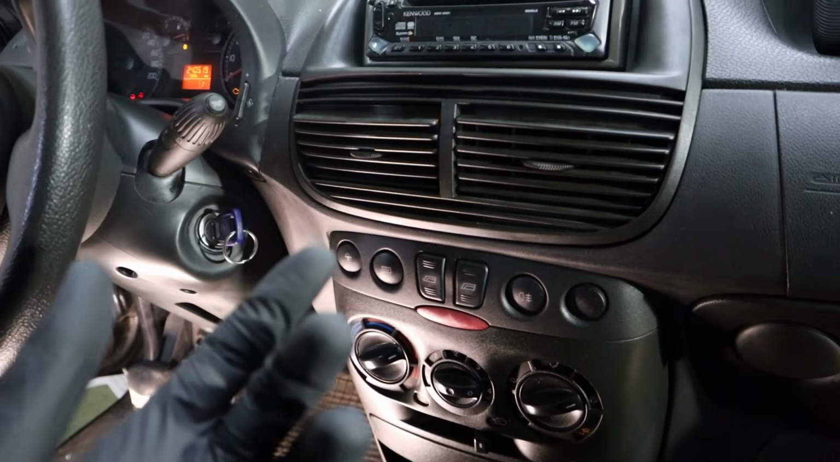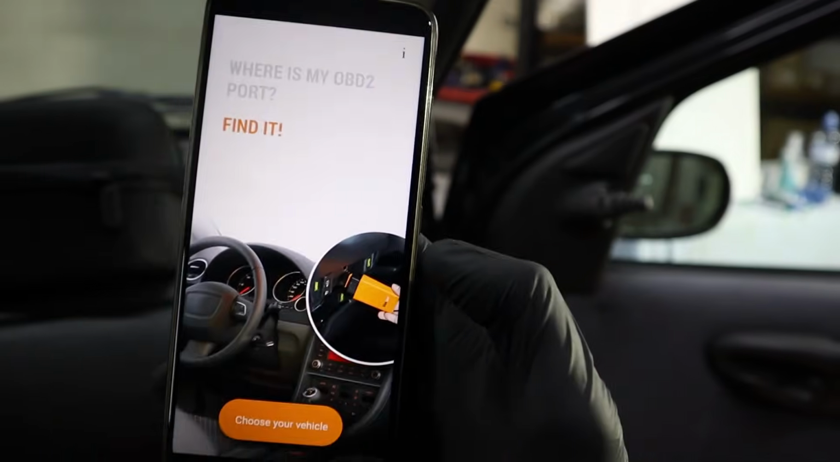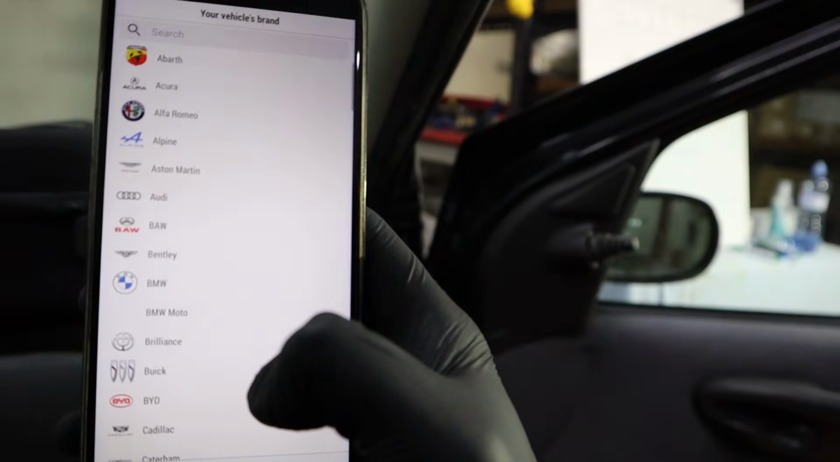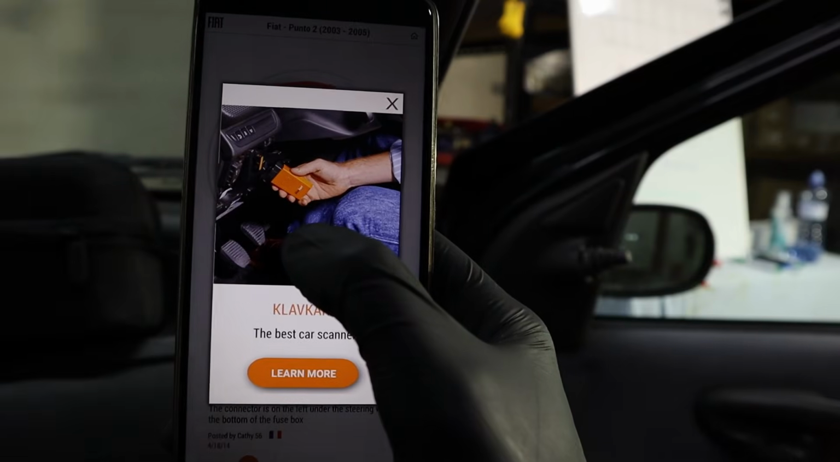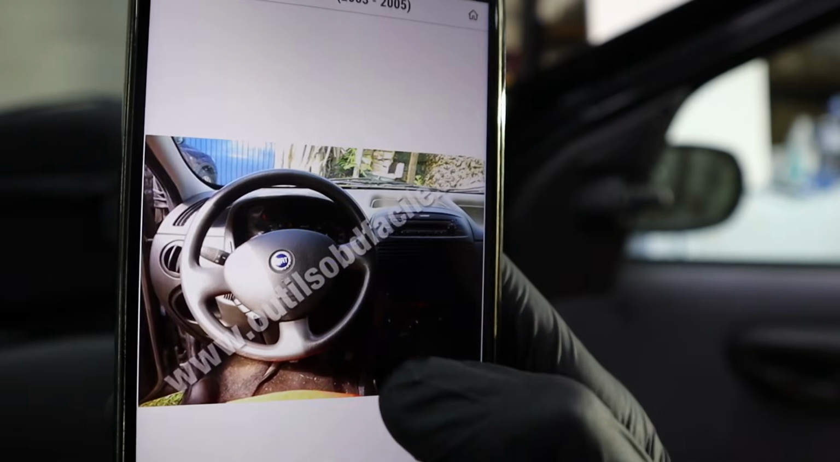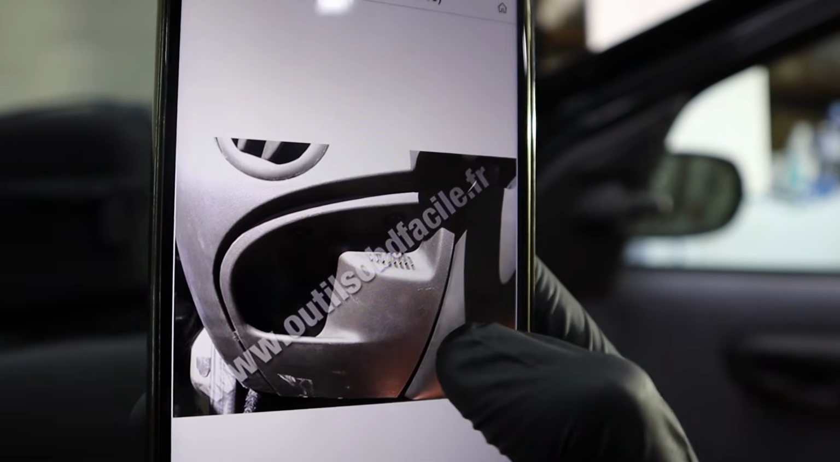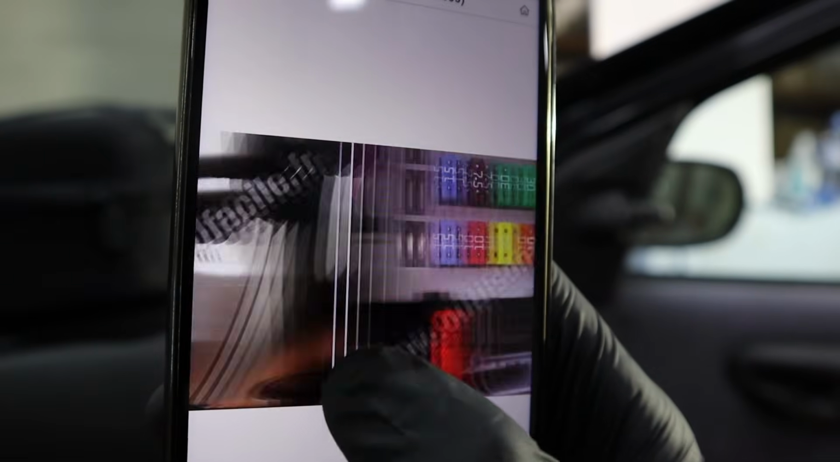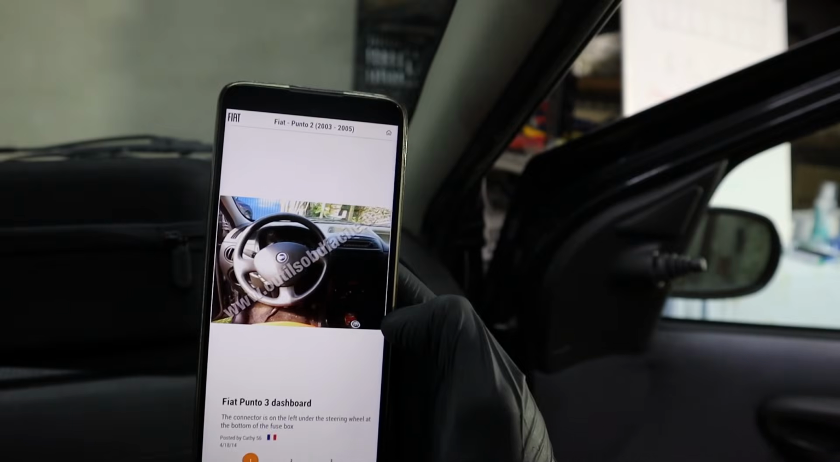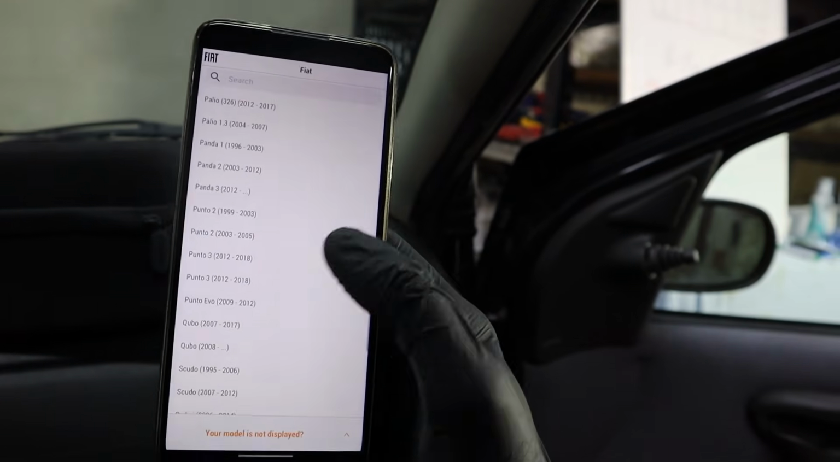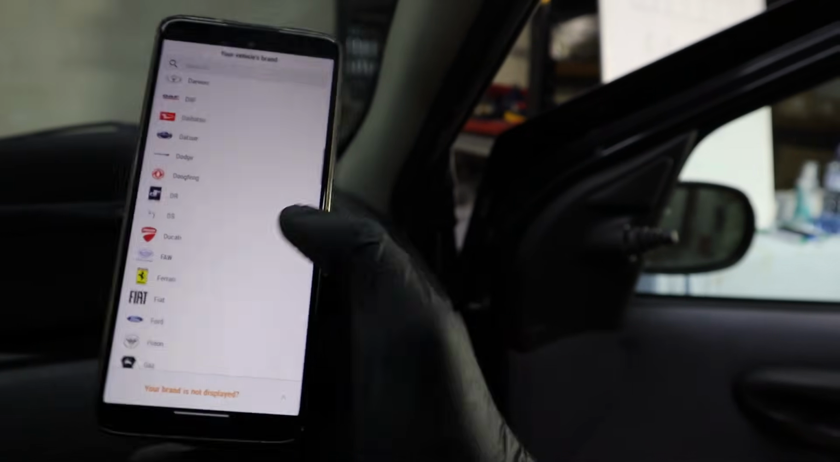But if you still cannot find your port, there is an app, Where Is My OBD Port. You can input your vehicle. Let's try inputting our Punto. And check it out, it shows me the location of the OBD port. See, we have the exact location, and there are literally thousands of different car models here. So if you have trouble finding your OBD port, just use this free app.